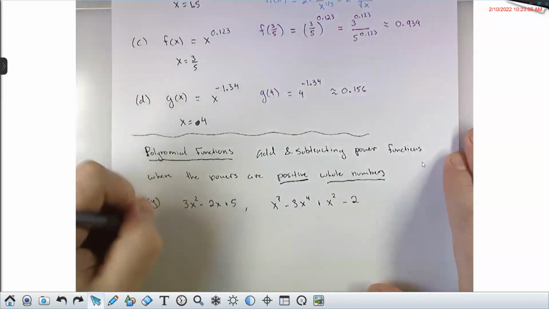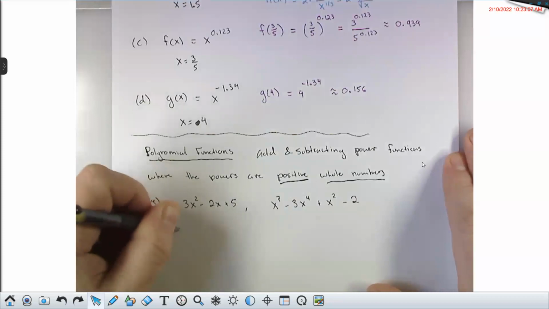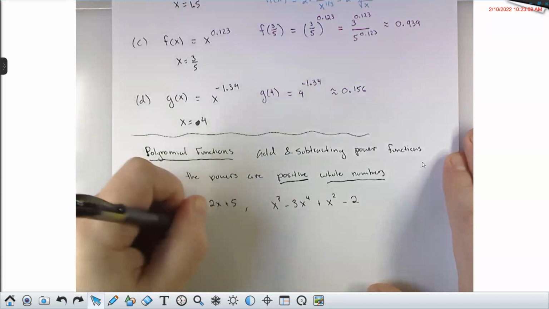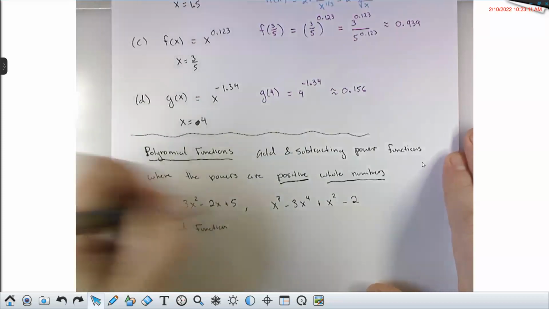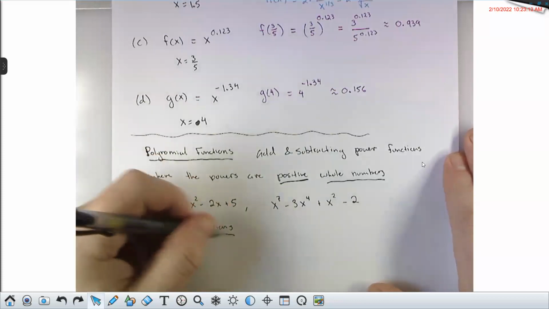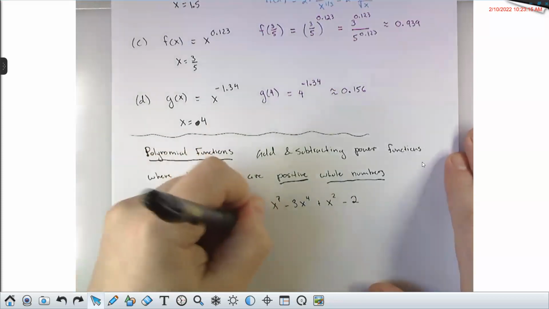And then a rational function, we will also study these in detail. These are fractions made up of polynomials.